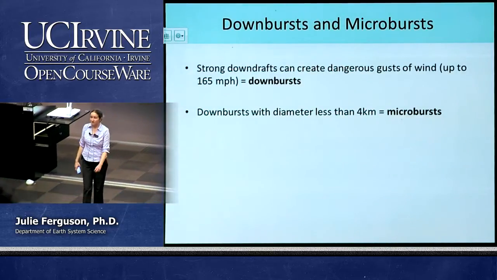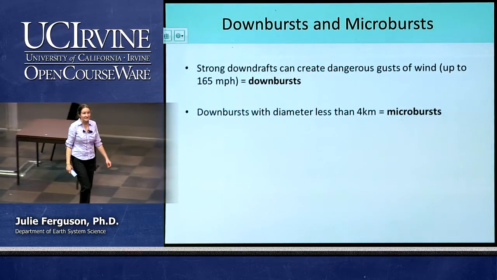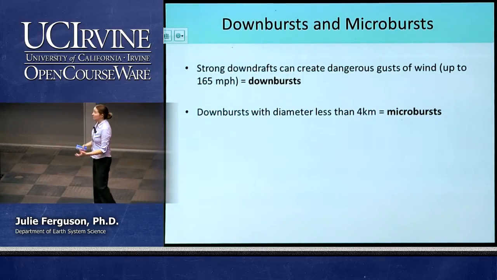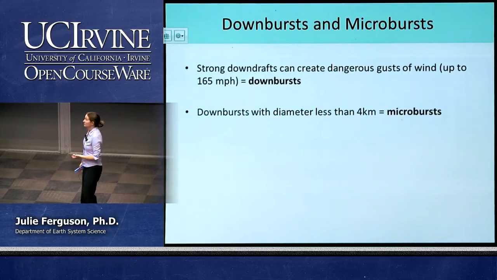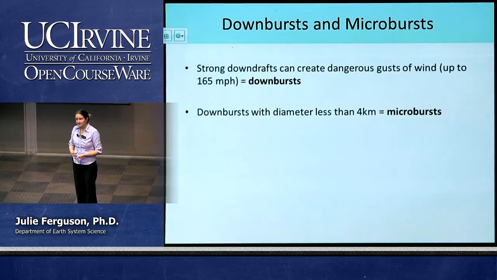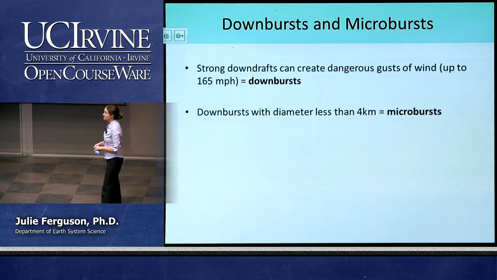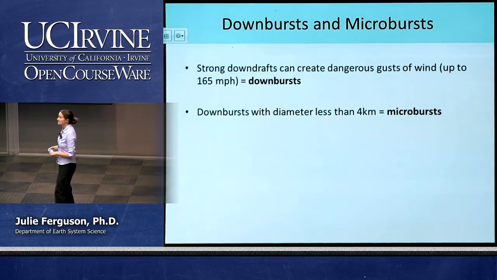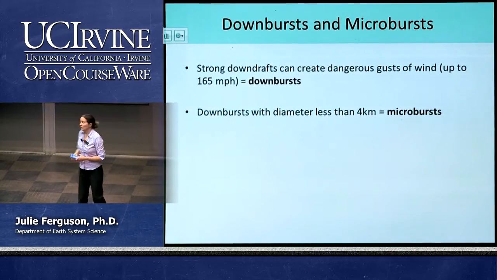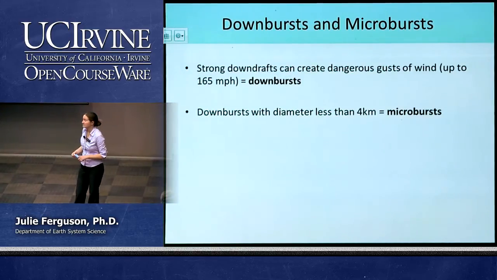The other thing that's associated with thunderstorms that we don't hear as much about are microbursts or downbursts. We get this really intense uplift going into a storm, but we also get these really strong downdrafts. And when I say really strong, they can be up to 165 miles an hour. That's easily hurricane force winds. So these are really intensive winds that can do a lot of damage, especially if you're a farmer and you have crops in the fields. We also get these downbursts, these downdrafts, with diameters less than 4 kilometers. And when we get those, we call them microbursts, okay?